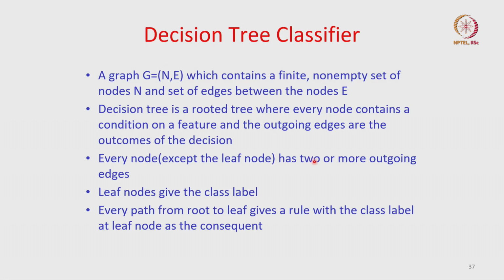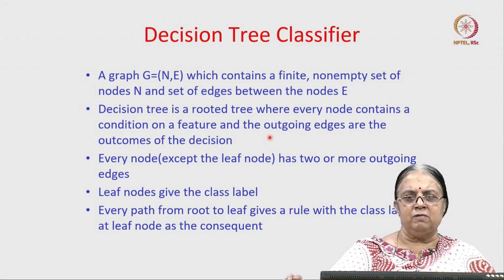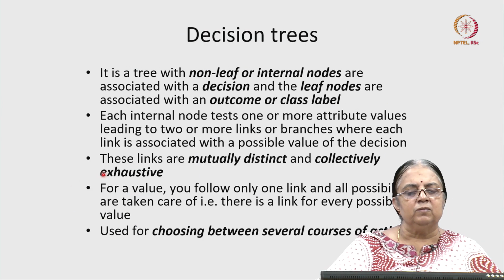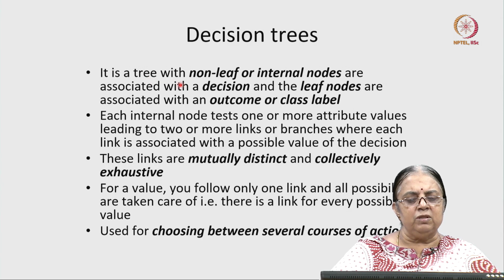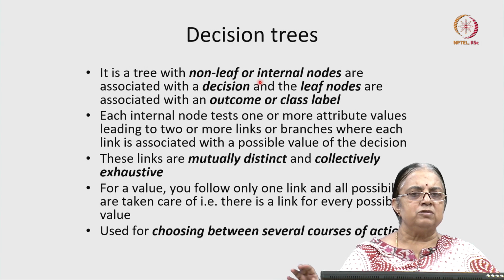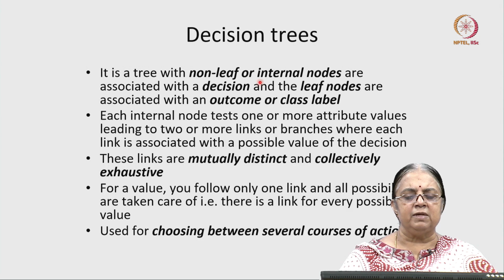So, it has two or more outgoing edges depending on the outcomes that you are going to get, and the leaf node that you have gives you the class labels. And if you take a path, the path will start from the root node and go to a leaf node. So, each path will give a rule, okay? And the consequent of that rule is the class label which is there at the leaf node basically. So, it is a tree with the non-leaf or internal nodes being associated with a decision, and the leaf nodes are associated with an outcome or a class label basically.